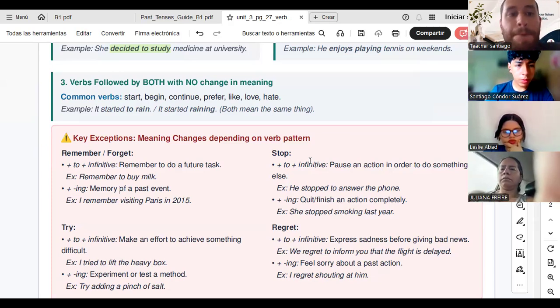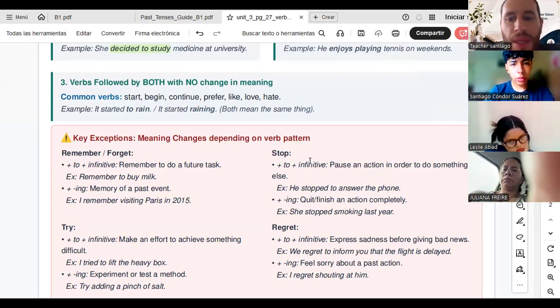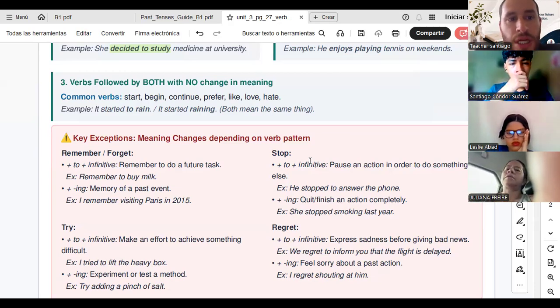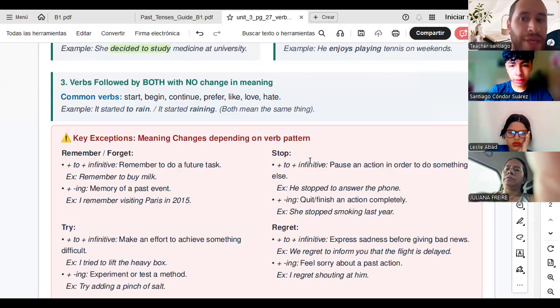Stop plus infinitive. Pause an action in order to do something else. For example, you're having breakfast and you stop to open the door. ¿Sí? Está desayunando y para abrir la puerta. Okay? You stop an action in order to do something else with infinitive. With ing. Okay, example. He stopped to answer the phone. Él paró lo que estaba haciendo para responder el teléfono.